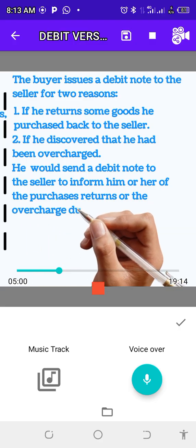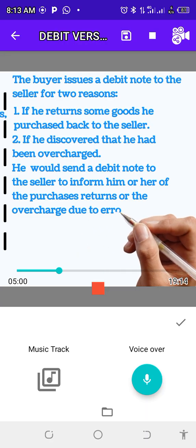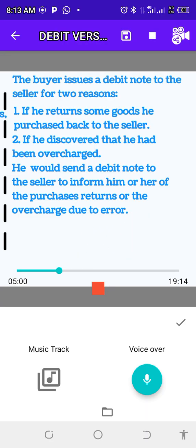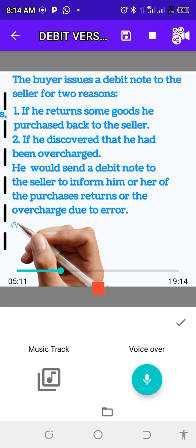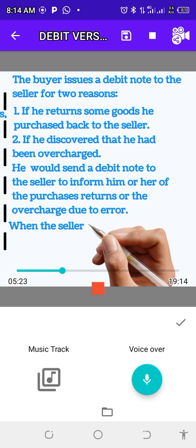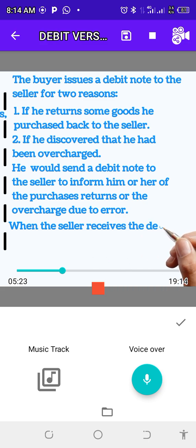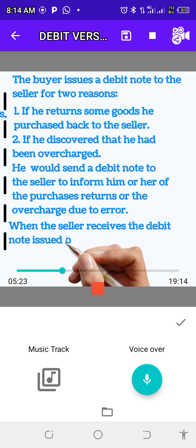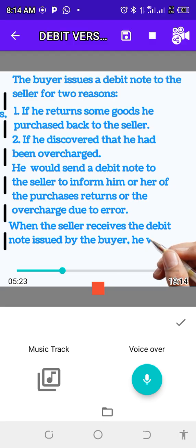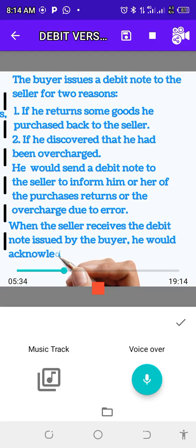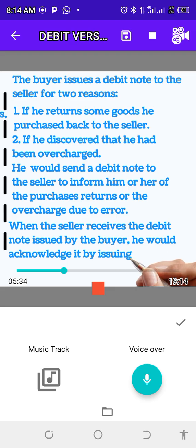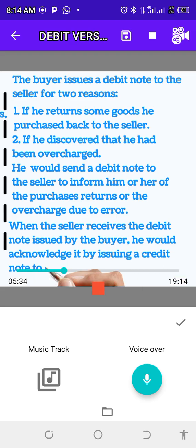Now, the seller, when he receives the debit note from the buyer and agrees that actually there was an overcharge, will issue an acknowledgement. He will acknowledge it by issuing a credit note to the buyer.